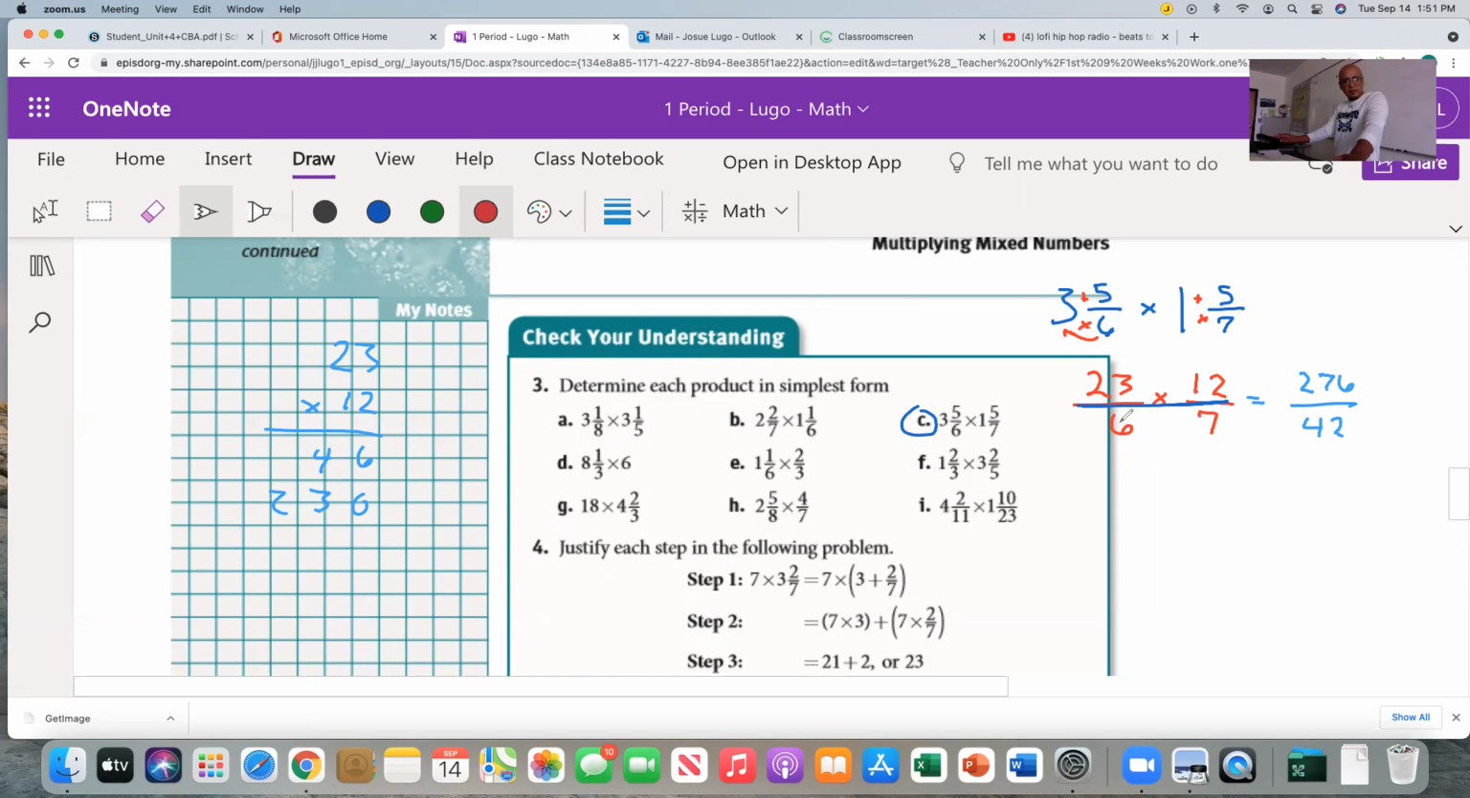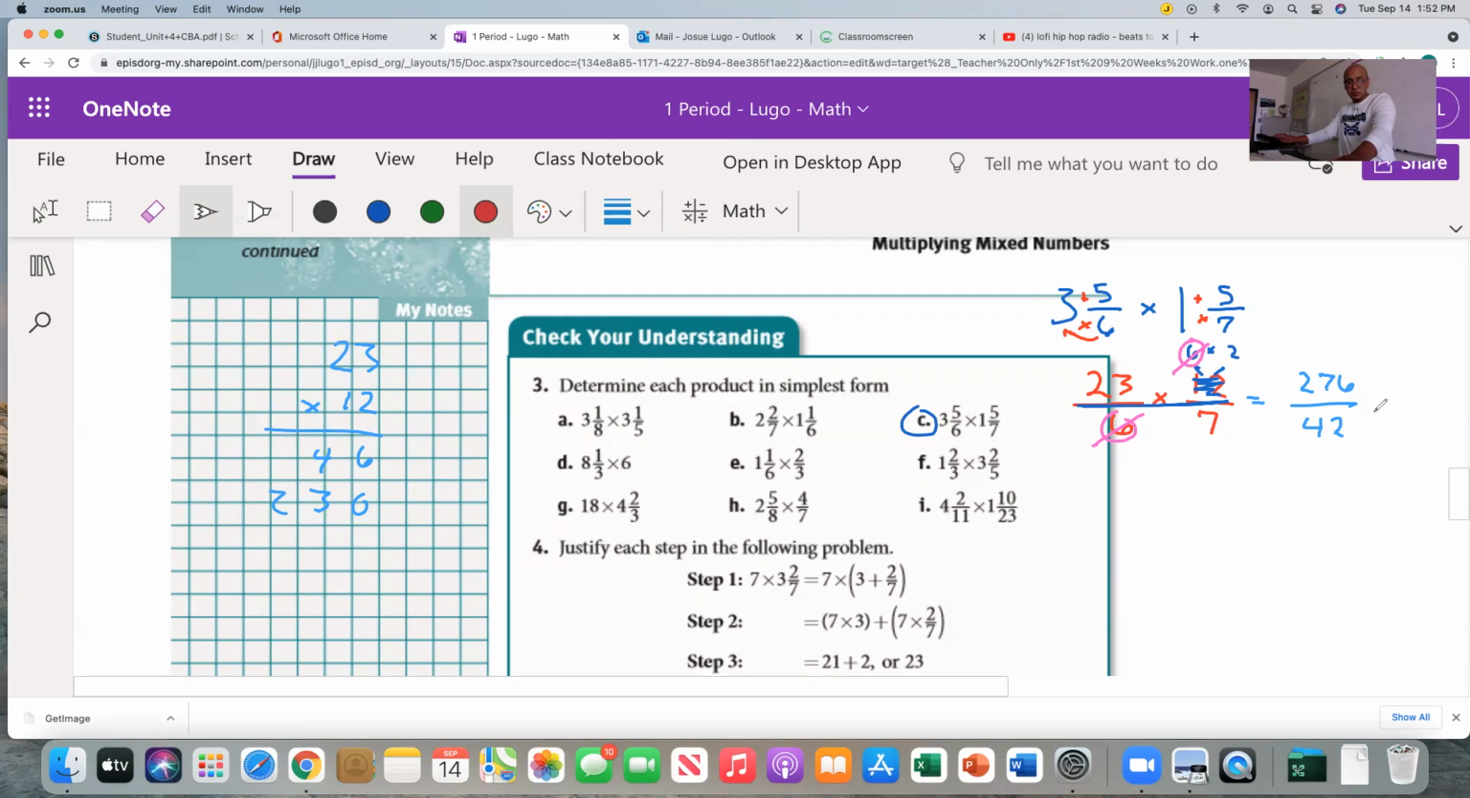Don't 6 and 12 have a common factor? Yes, because 12 is actually the same thing as 6 times 2, right? So instead of writing 12, I can remember that that is the same thing as 6 times 2. So in my numerators, I do have a 6. And in my denominator, I obviously have a 6, so I can cross those out. Ladies and gentlemen, just by crossing those out, notice how much simpler it becomes.